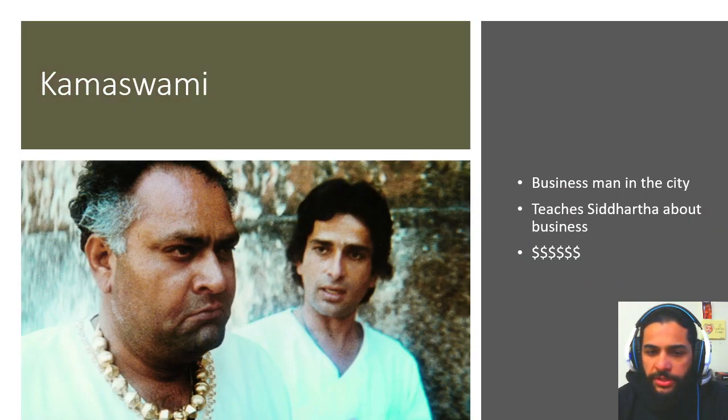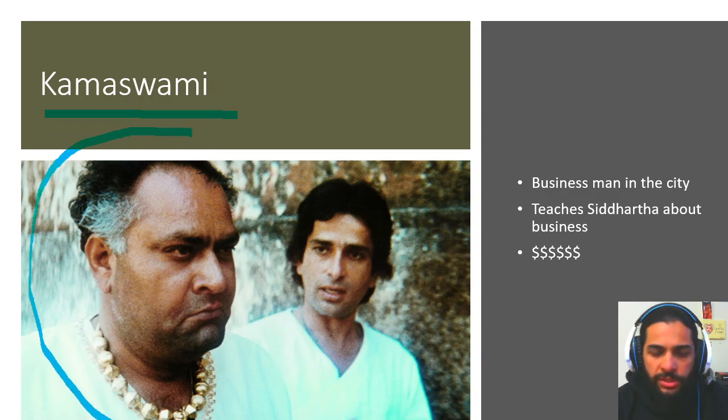The next character that Siddhartha meets is Kamaswami, and Kamaswami is a businessman in the big city, and he teaches Siddhartha everything about business and about money and how to get rich, all right? This is one of the priorities that you might have in life. You might want to make money. You might want to learn about businesses and how to get rich and become wealthy.